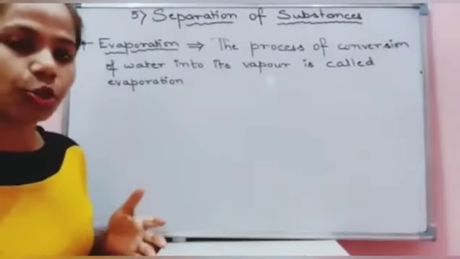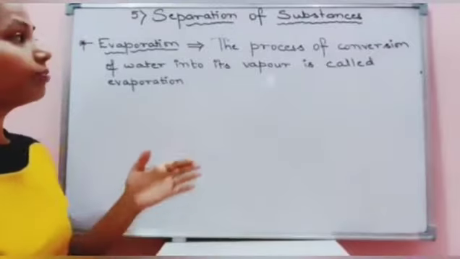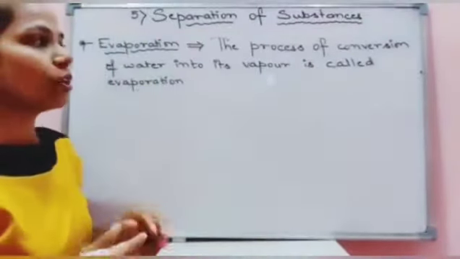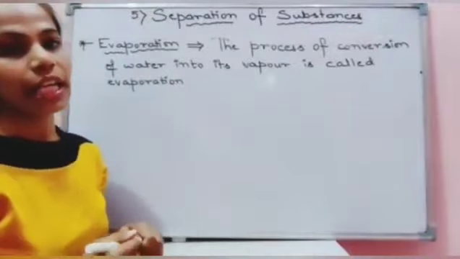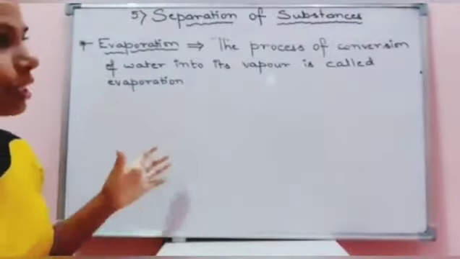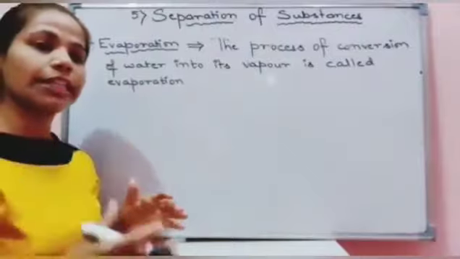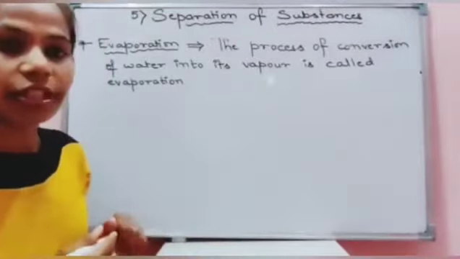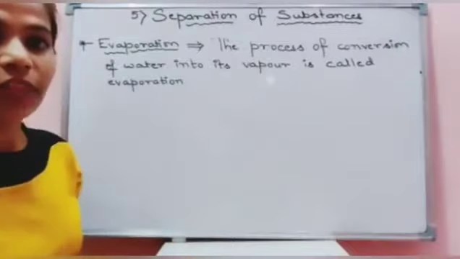Evaporation. Now what do we understand by evaporation? The process of conversion of water into its vapor is known as evaporation, children. We utilize this method mainly for separating the water substances. Okay, let's have an activity to understand evaporation.